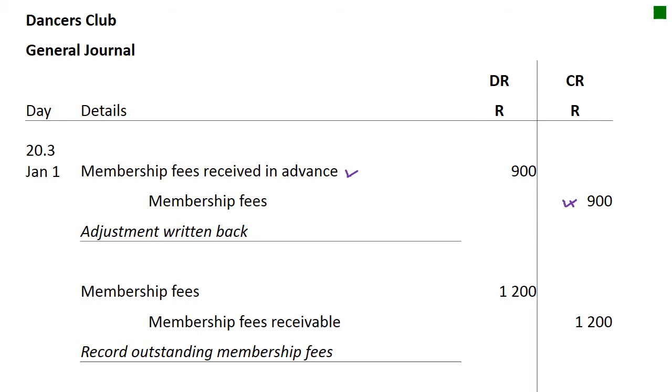We have 1,200 that was a debit in the membership fees receivable account. We're now crediting the membership fees receivable account to clear it, and we're going to debit membership fees for 1,200. The reason we're debiting it is because we're expecting there to be a payment of these fees in 2003. So when the payment gets credited to the membership fee account, this amount will reduce that payment because we're going to be receiving payments in the current year that actually were for last year's membership fees.